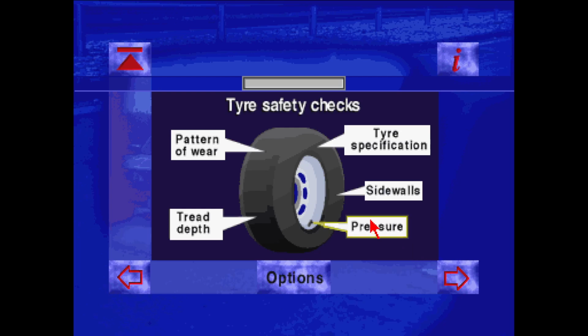Tyre safety checks are vitally important. Please click on the tyre's check areas for advice.